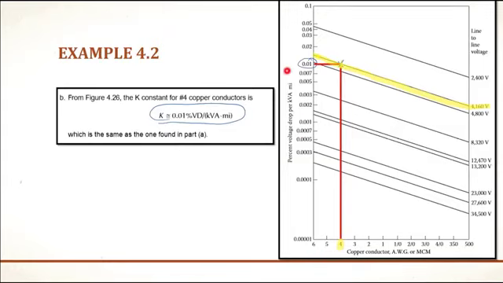This represents the values of K constant. This axis represents the values of line to line voltages and these represent the conductor sizes. So you can see as the conductor size increases, the value of K decreases. So you can see for higher conductor size, the value of K is being reduced.